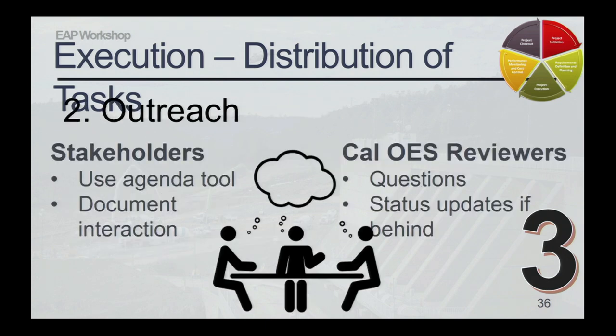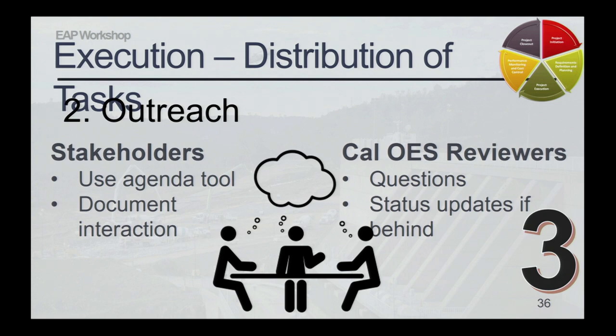We encourage you to view your local stakeholders and the Governor's Office of Emergency Services as your partners rather than obstacles. We're here to help you. So you identified the stakeholders in the earlier scope exercise. In this execution phase, we will ask you to meet with those stakeholders and discuss possible emergency actions.